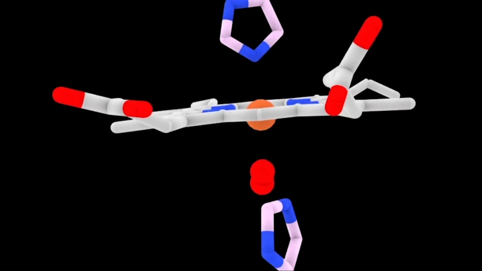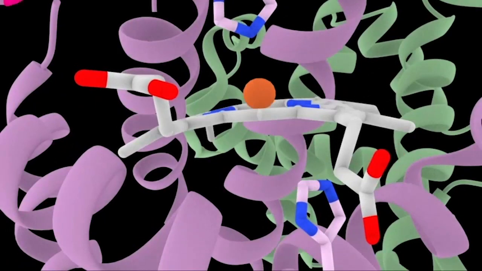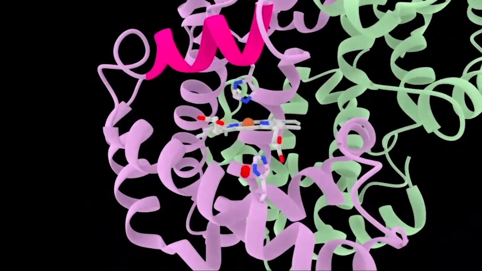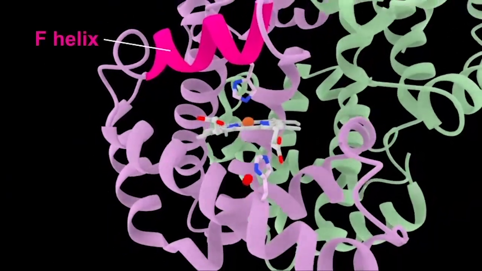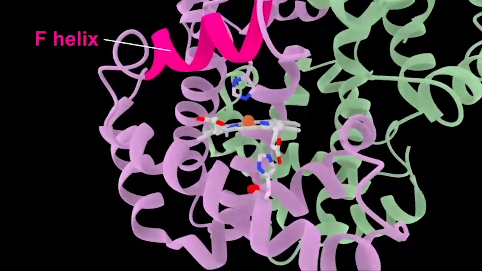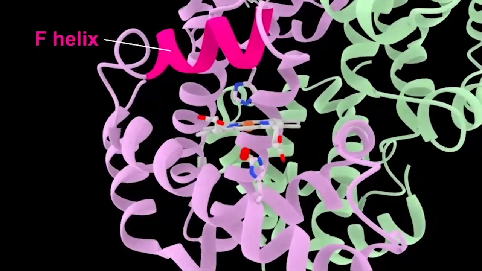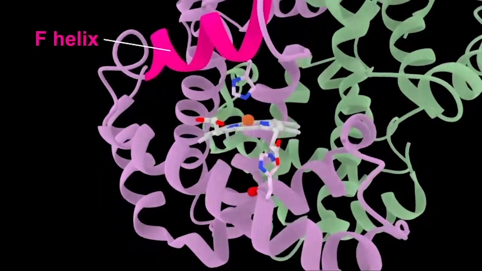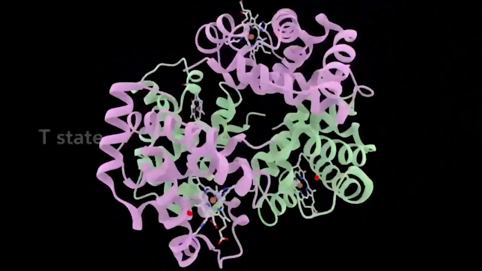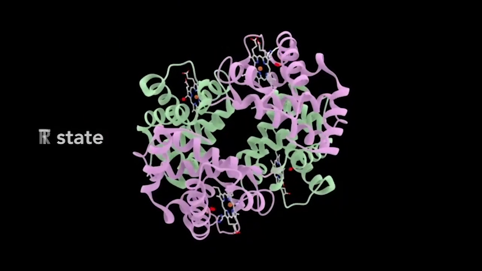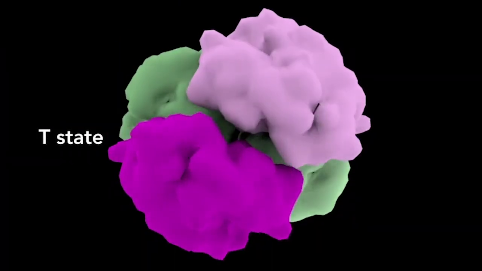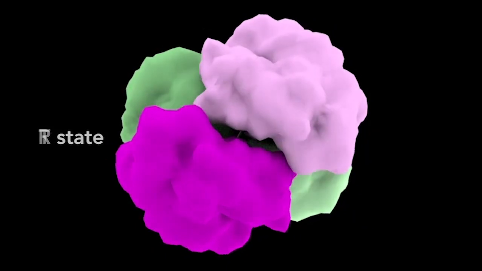Because of the bond between the iron and proximal histidine, movement of the iron moves the histidine, which in turn moves a helical segment called the F helix of the hemoglobin polypeptide. The F helices are located at the interface between subunits, and therefore the movement of the F helix of one subunit can impact the structure of the entire protein, shifting the hemoglobin molecule from one conformation, called the T state, to another conformation called the R state.